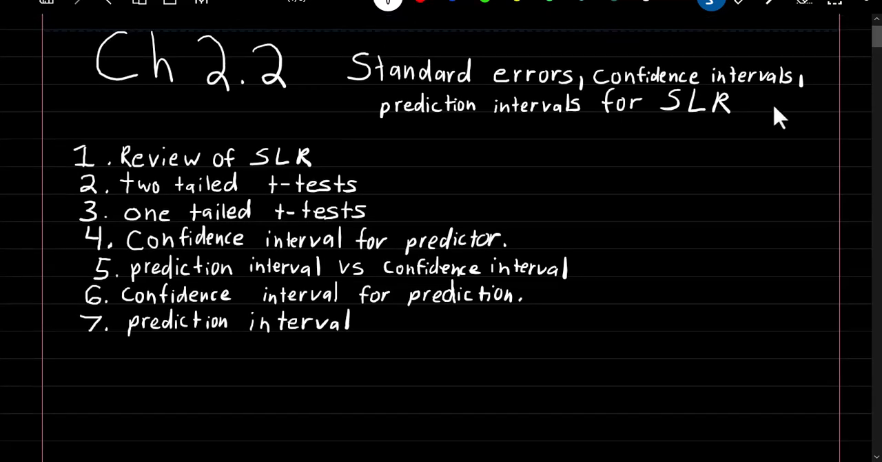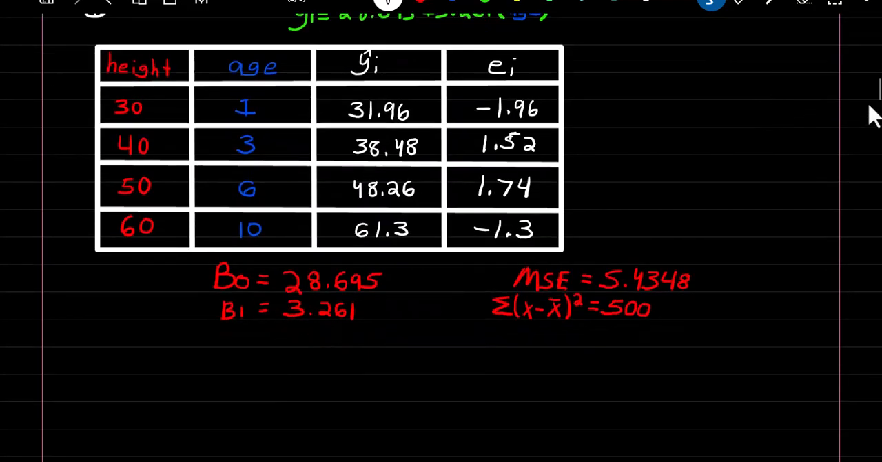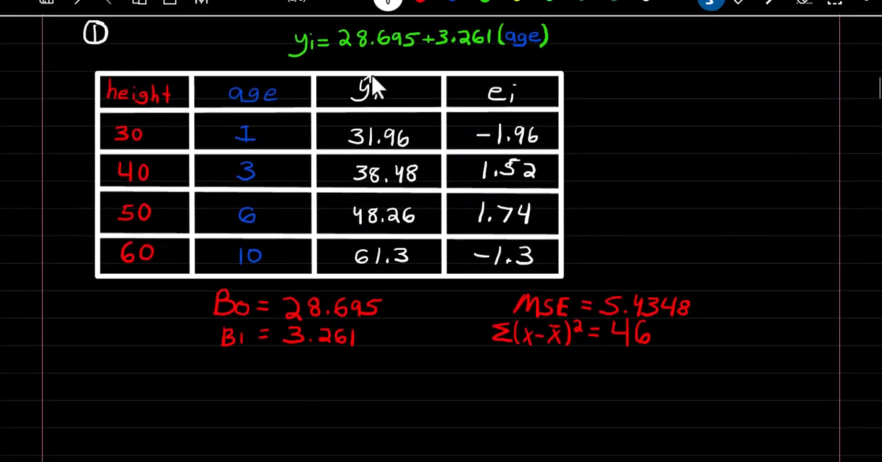What's going on, guys? In this section we're going to finish up simple linear regression. So we're going to learn how to do t-tests, confidence intervals, and prediction intervals. So last video we were given the age variable, and with it we were asked to predict height.